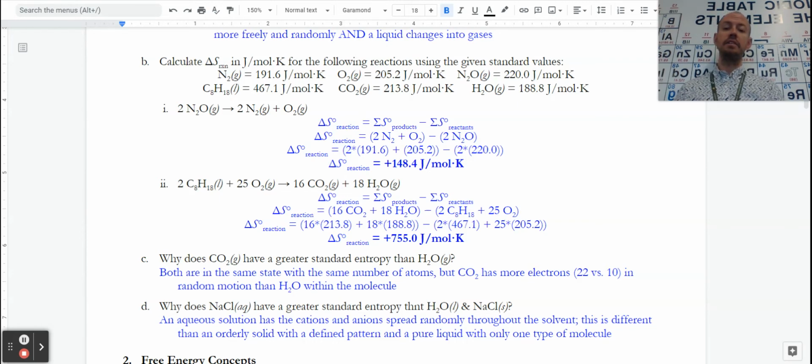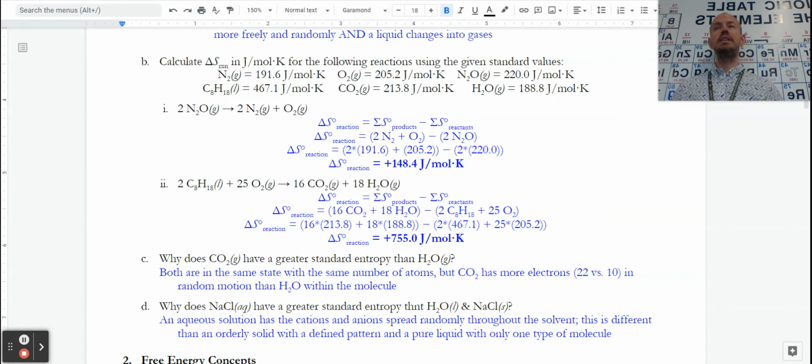Here, we don't have the values, but we are told NaCl aqueous, salt water, has a greater standard entropy than pure water or pure salt. And that's because here we have a crystal with a nice, neat, orderly arrangement. Here I have a pure liquid that is still close together and somewhat not orderly, but predictable in terms of its arrangements because of the IMFs.